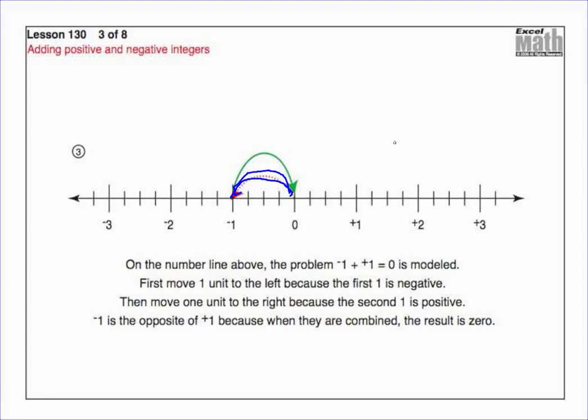And that means that negative 8 and positive 8 are going to be 0. Negative 10, positive 10, 0. Any number that's the same with the positive and the negative sign, when we put them together, they're the opposite of each other and they result in a 0.